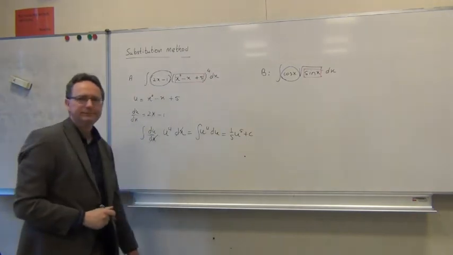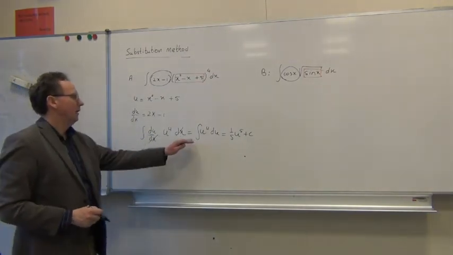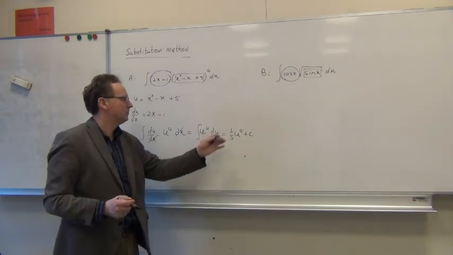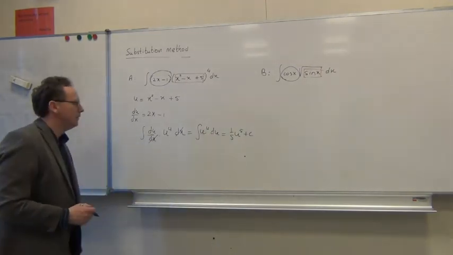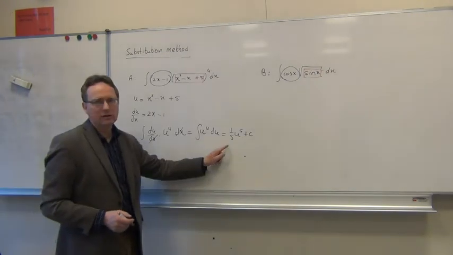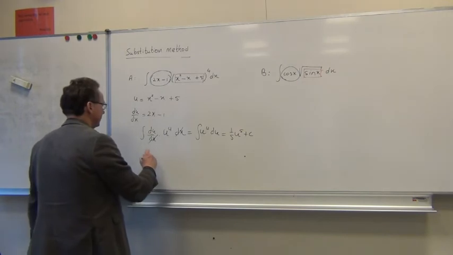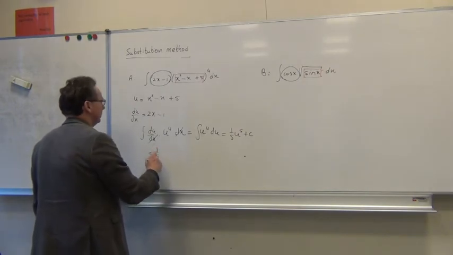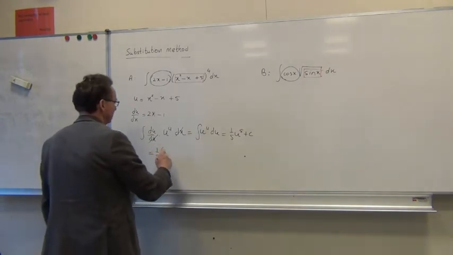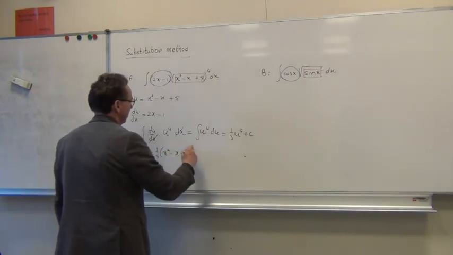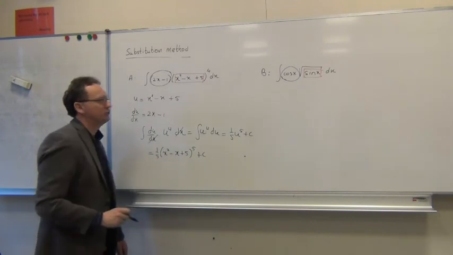plus c. Yeah? So you just integrate it as if it were x to the power 4 dx, but now everything is in terms of u. This is not the final answer because we want our final answer in terms of x. So then we can write 1 over 5 times (x squared minus x plus 5) to the power 5 plus c.